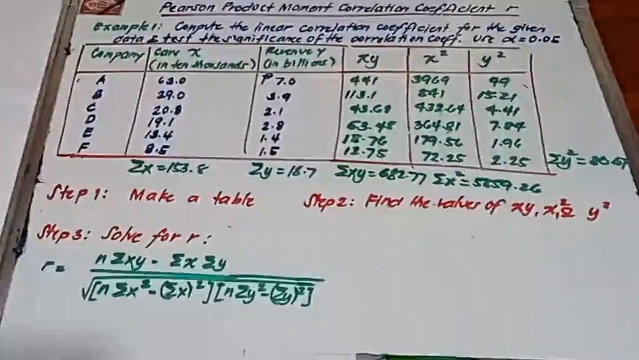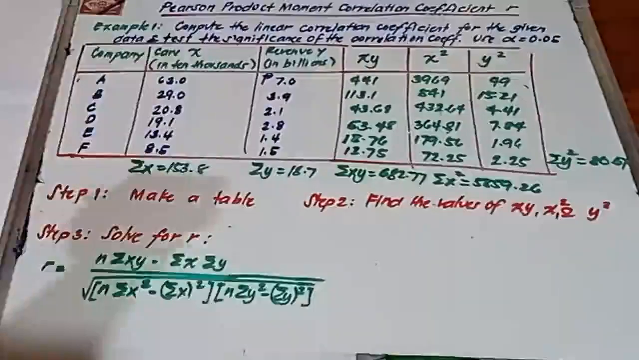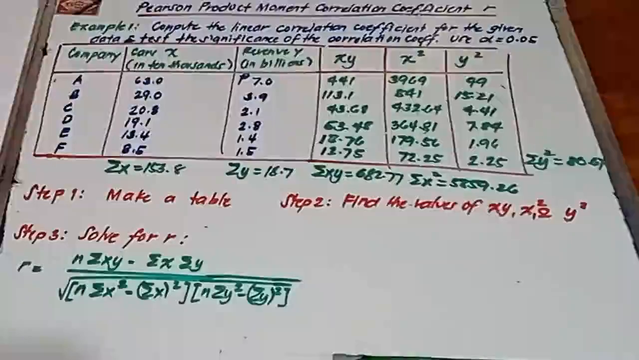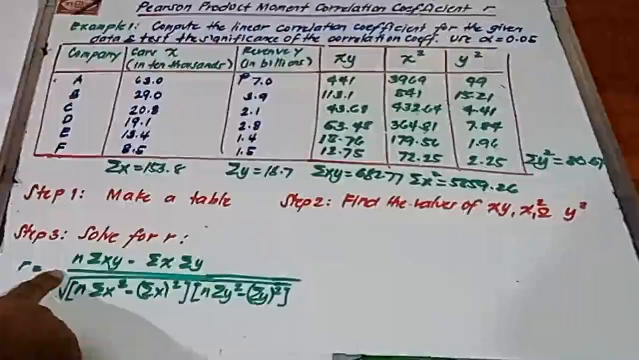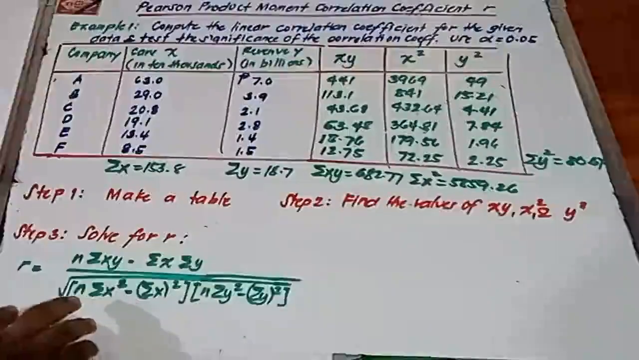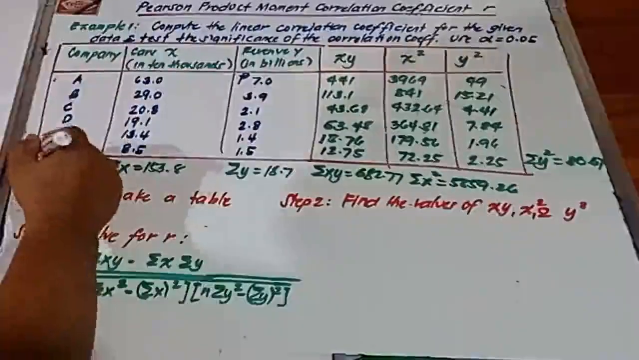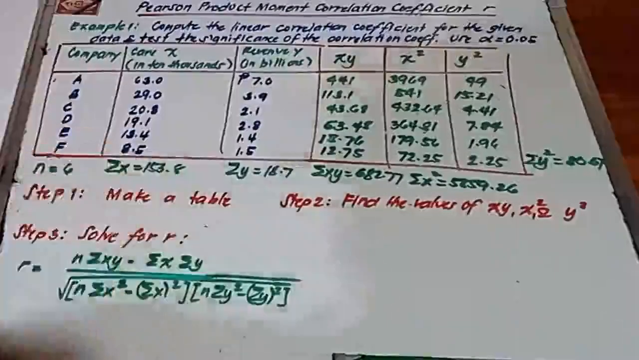Okay. Now, since kompleto na yung ating mga values, we go now to step number 3. And step number 3 is we're going to substitute the values that we obtained from step number 2 so that we can solve for the relationship of these two variables. And let's find out kung gaano kataas yung degree of relationship between the number of cars sold to the revenue or income of the companies. Ano yung n natin dito? Ang n natin is 1, 2, 3, 4, 5, 6. So, pair yung ating n. 6 pairs. Okay? So, ang n natin 6.